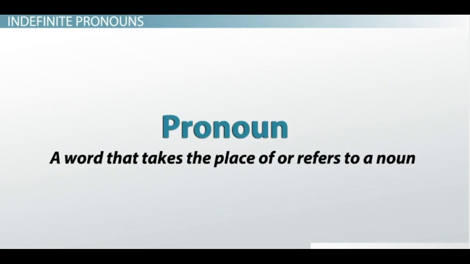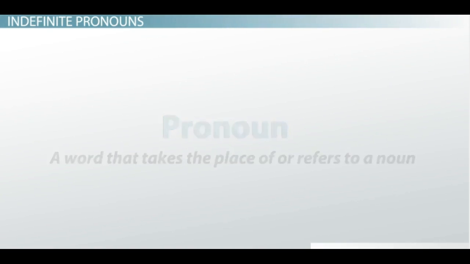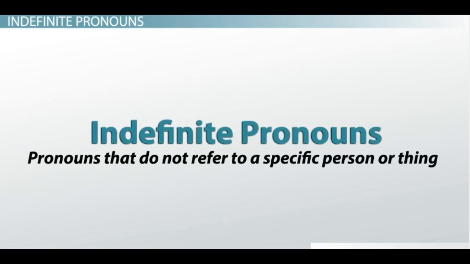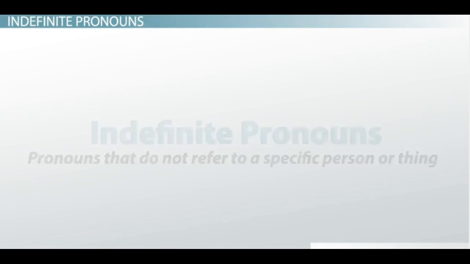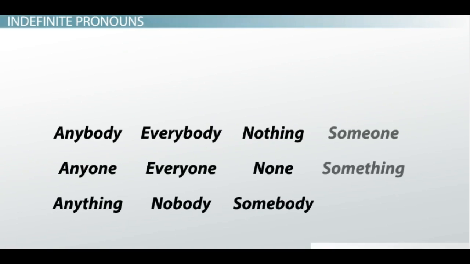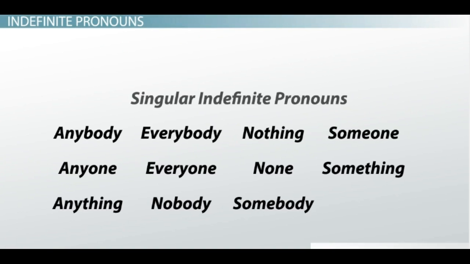You may recall that a pronoun is a word that takes the place of or refers to a noun. There's a specific type of pronoun that may cause a bit of confusion when it comes to subject-verb agreement. Indefinite pronouns are pronouns that do not refer to a specific person or thing. Here are some examples. Anybody, anyone, anything, everybody, everyone, nobody, nothing, none, somebody, someone, and something. All of these are singular indefinite pronouns.